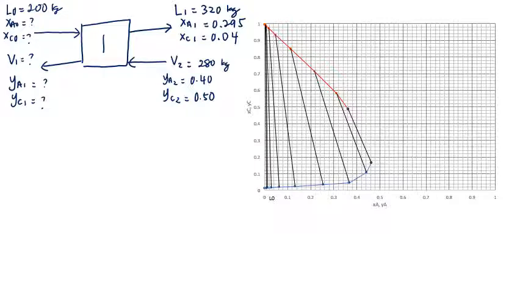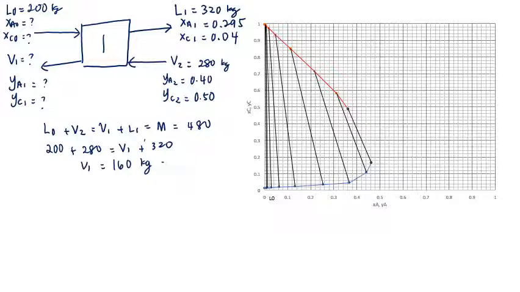So first of all, let's do the overall balance, where L0 plus V2 equals V1 plus L1 equals M, which equals 480. So 200 plus V2, 280, equals V1 plus 320. So you can find out V1. V1 equals 160 kg. So this one is solved. Next we want to find XA0, XC0, YA1 and YC1.